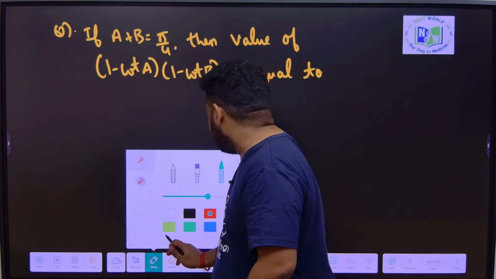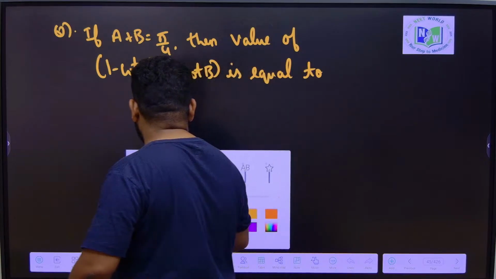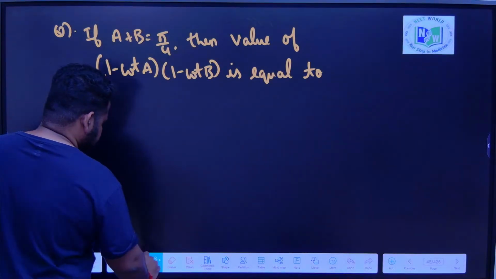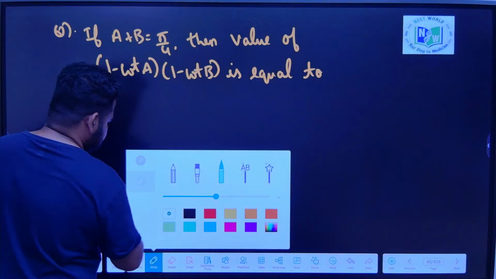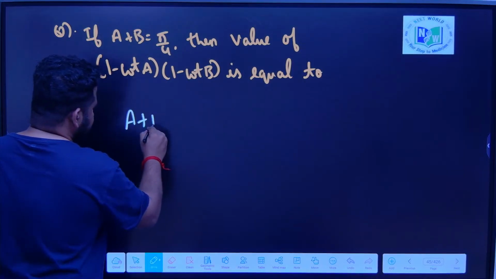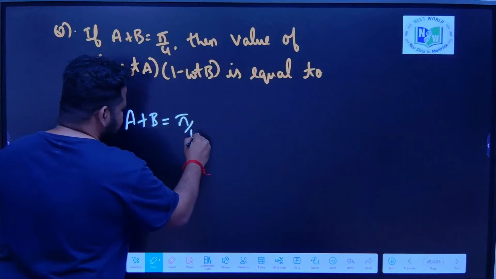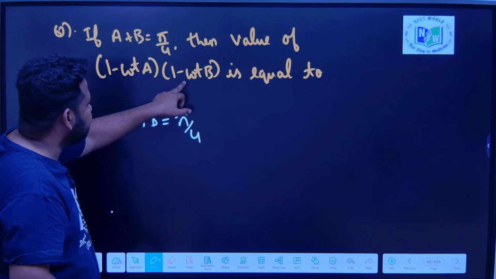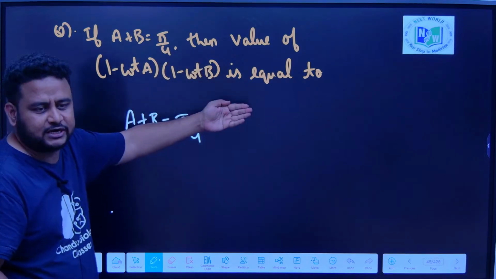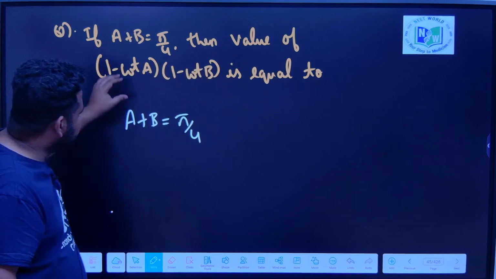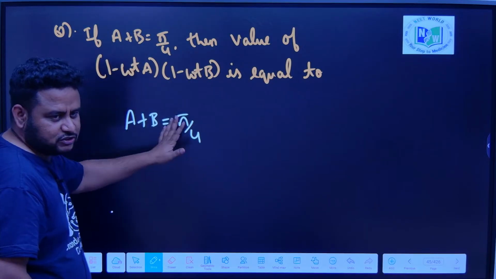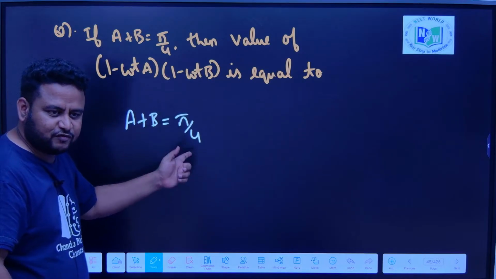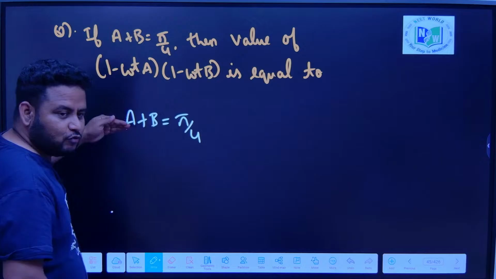For this question, see here, they have given a plus b is equal to pi by 4, right? What is the question that they are asking? 1 minus cot a, 1 minus cot b. That means they are asking the function that is in cot. So I have to apply cot on both sides. If it was tan here, then I would have applied tan on both sides, because it doesn't make any difference, because cot pi by 4 is also 1 and tan pi by 4 is also 1. Correct? So I will apply cot on both sides here.